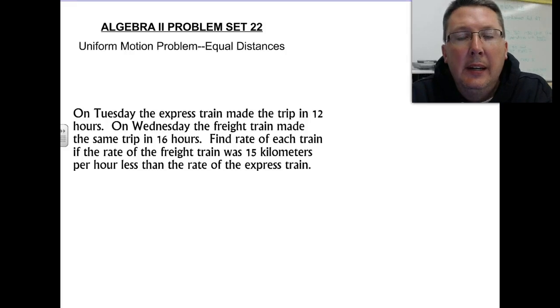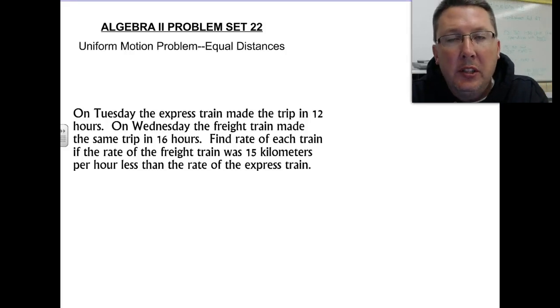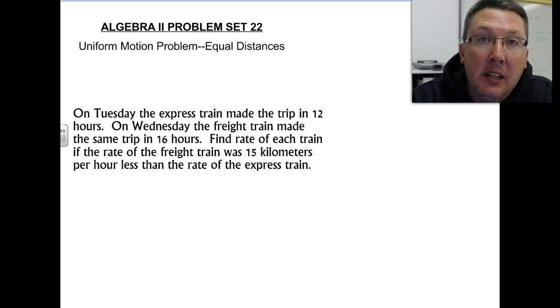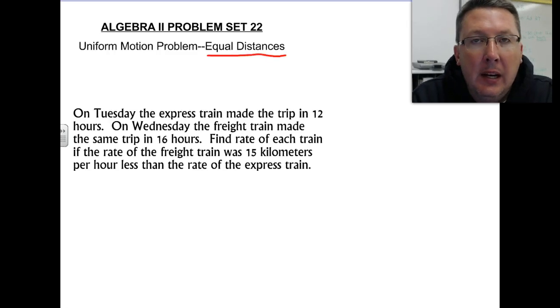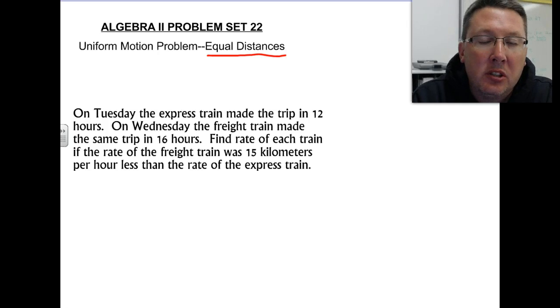Hey, Algebra 2. Today we're going to look at problem set 22, and we have two topics in this lesson. First is what's called uniform motion, and we're going to look at our first distance problem, and we're going to look at what's called equal distances. That should be a big clue in what our equations are going to look like.